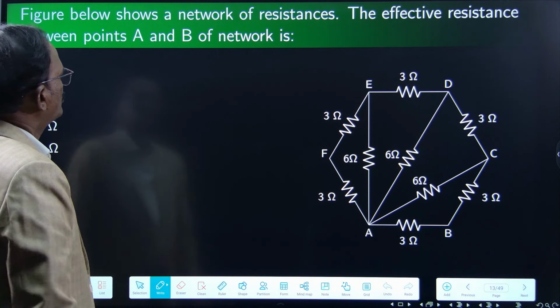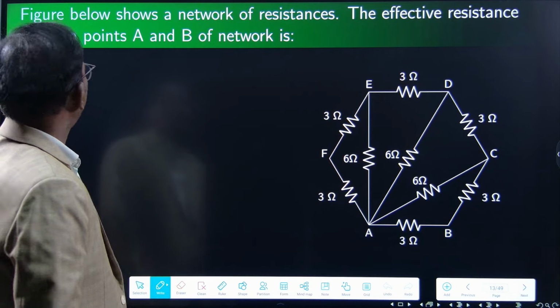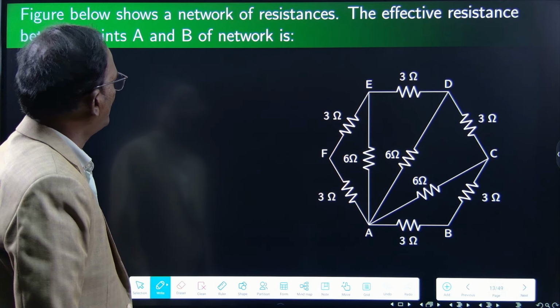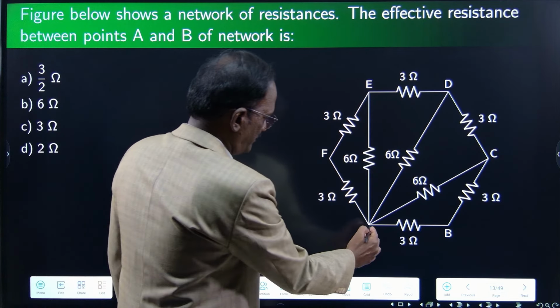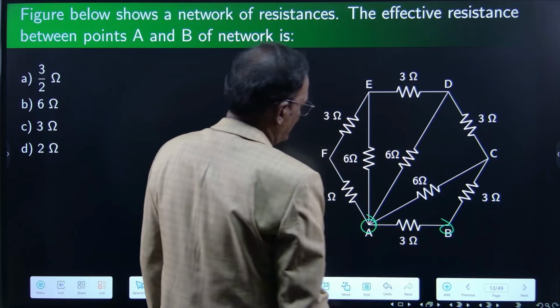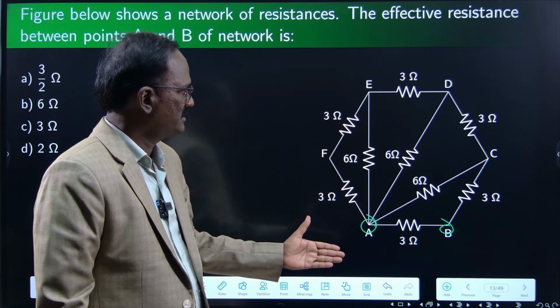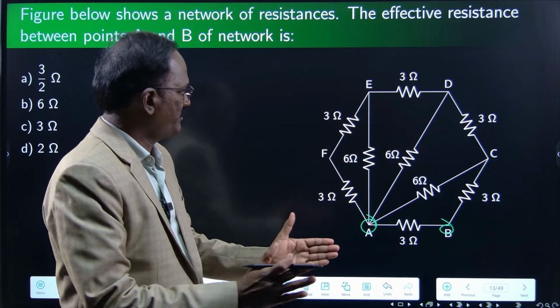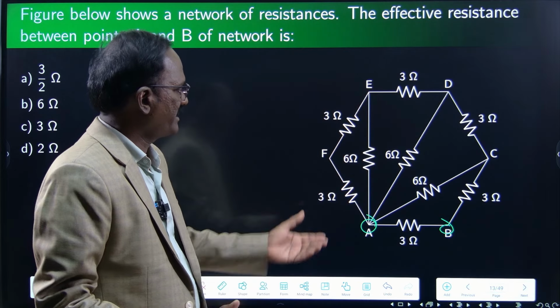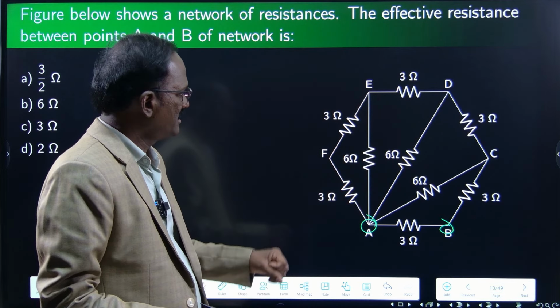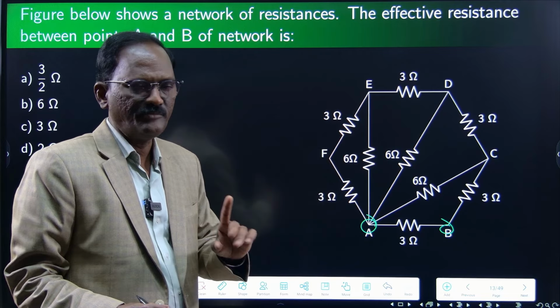Right. The figure below shows a network of resistances. The effective resistance between points A and B of the network is what? Between A and B. Easily you can do it. So simplification. If you make step by step simplification gradually, you will arrive at the answer quickly. This problem is also a 1 minute problem.